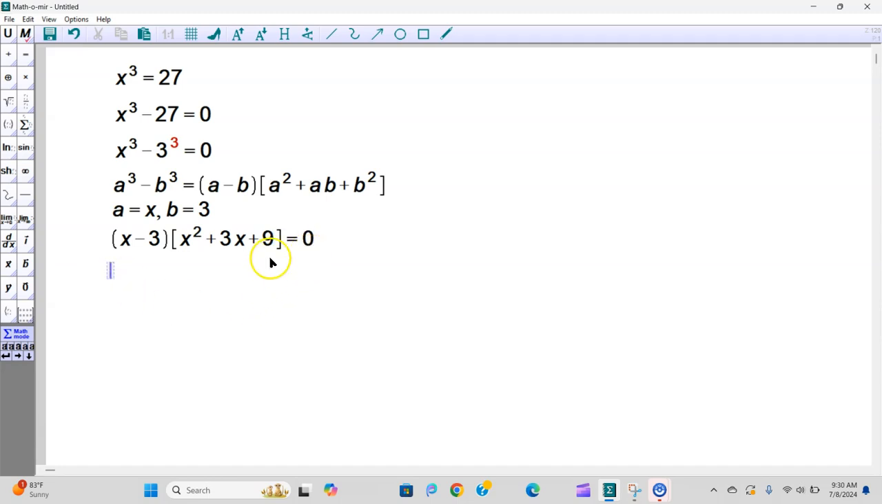All right, now notice that this is the product of two expressions, and you have a 0 on the right side. So x equals 3 is one solution. The other ones have to come from doing x squared plus 3x plus 9 equals 0. So you can use the quadratic formula, right? Remember here there's a 1. So our a is 1, our b is 3, and our c is positive 9.